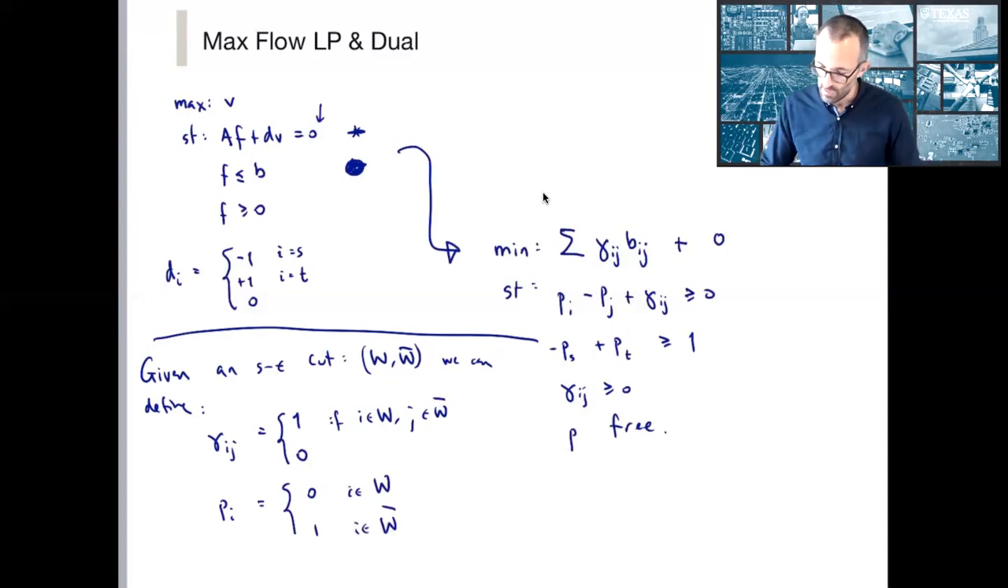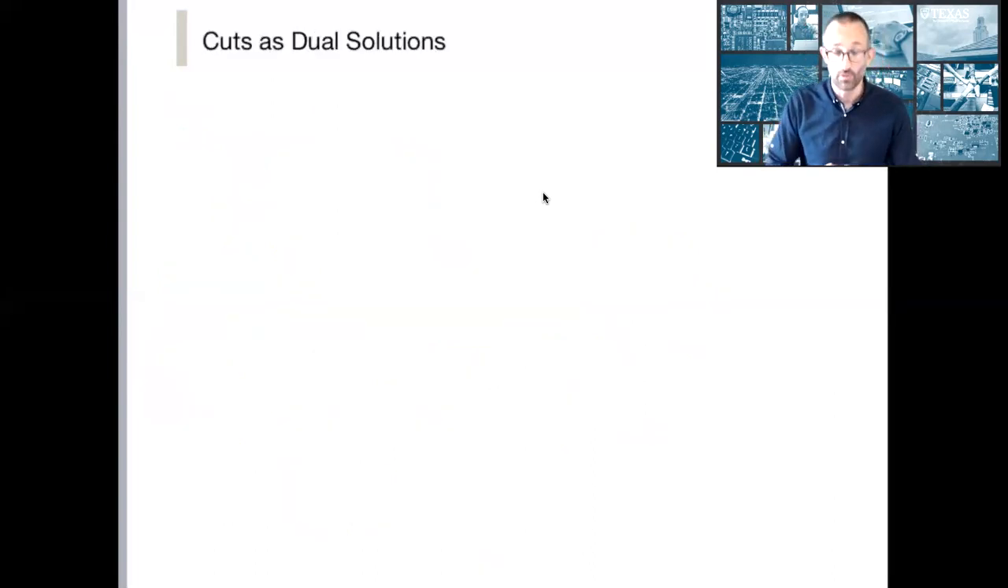So look at that and look at the dual, and it doesn't take much to convince yourself the following: that a cut defines dual variables just like I showed, and it is a feasible solution.